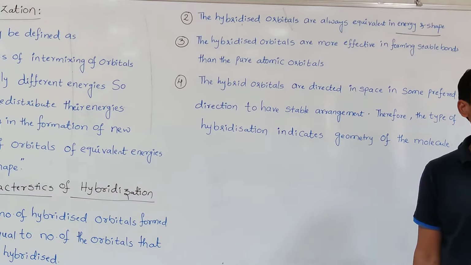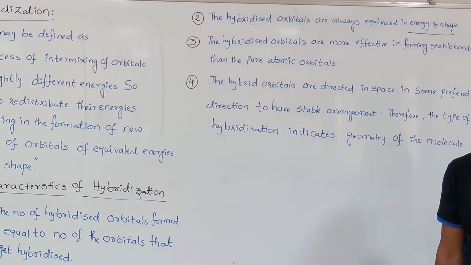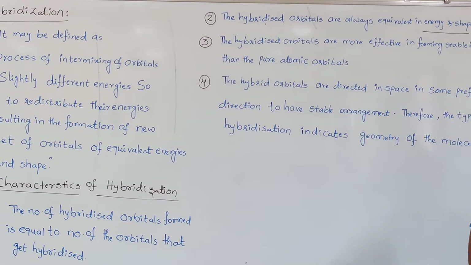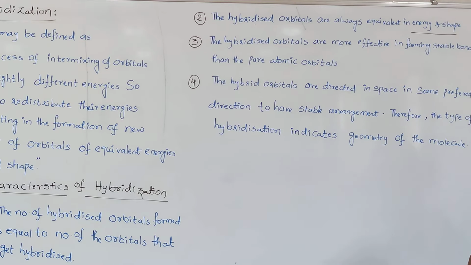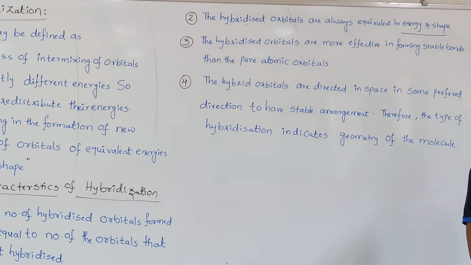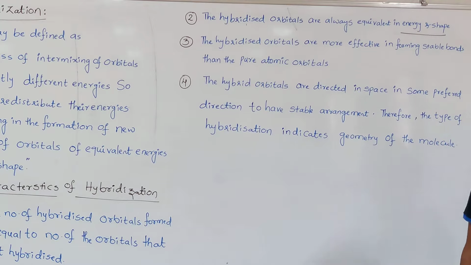The first one is that the number of hybrid orbitals formed is always equal to the number of atomic orbitals involved in the hybridization. The second one is that whatever hybrid orbitals are formed after the hybridization, they are always equal in energy and shape. And the third one is that whenever the hybrid orbitals are involved in bond formation or overlapping, it always results in a stronger, more stable bond than the pure atomic orbitals.